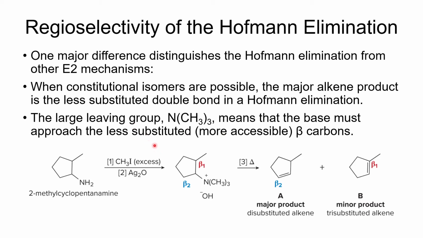The reason for this is that we have this very large leaving group, and that means that the base must approach from our less substituted beta carbon. That's because that less substituted carbon is going to be more accessible. It's going to be easier for the hydroxide to come in from this side and eliminate here than it will be to come in from this side and eliminate here. And that's our rationale behind why we get the less substituted elimination product.